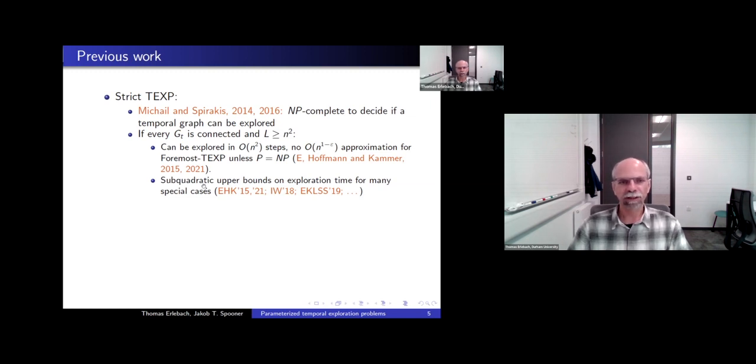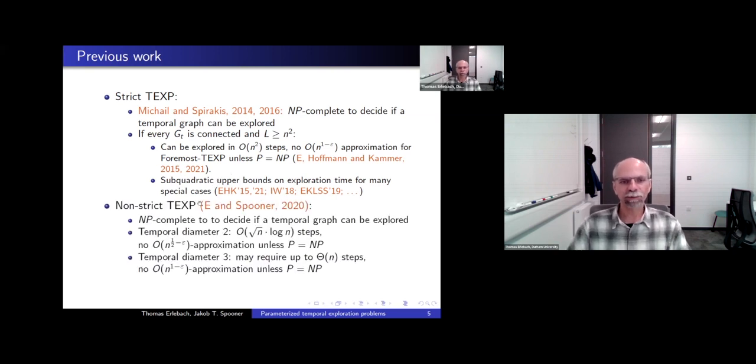And there are some other papers that show that for certain assumptions about the graph, you can explore the graph faster than a quadratic number of steps. For example, if the underlying graph is planar or has bounded treewidth, or the graph in every step has bounded degree. So in many of these cases, you can get smaller upper bounds than n squared on the number of steps you need to explore it.